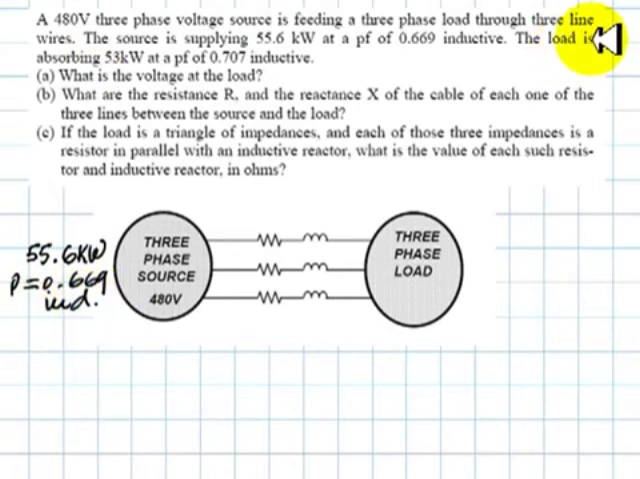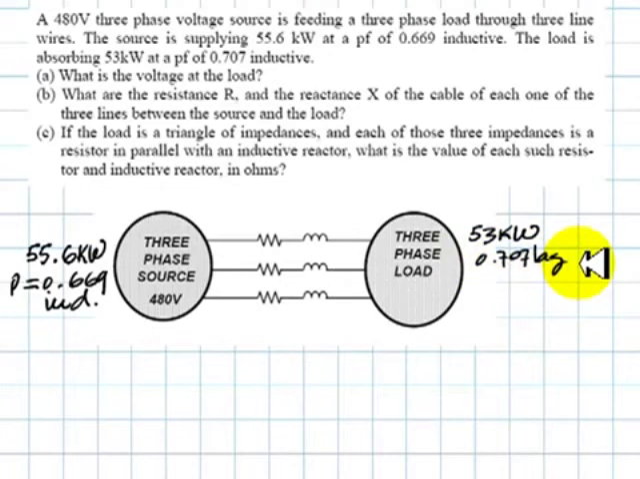The load is absorbing 53 kilowatts at a power factor of 0.707 inductive. Well, that is, of course, the total three-phase power absorbed by the load, 53 kilowatts at a power factor of 0.707 inductive or lagging, which is the same story. The first question is, what is the voltage on the load?